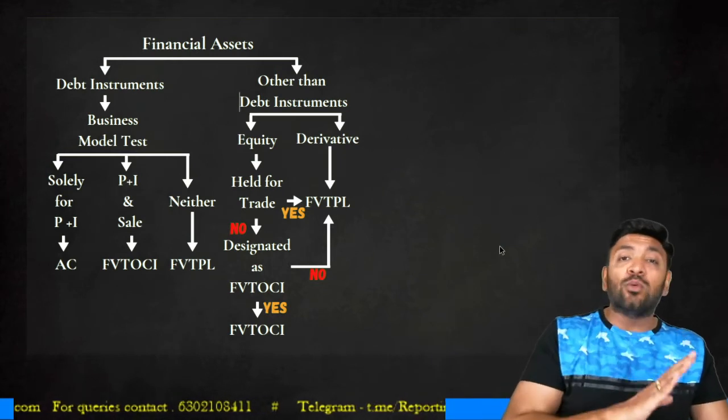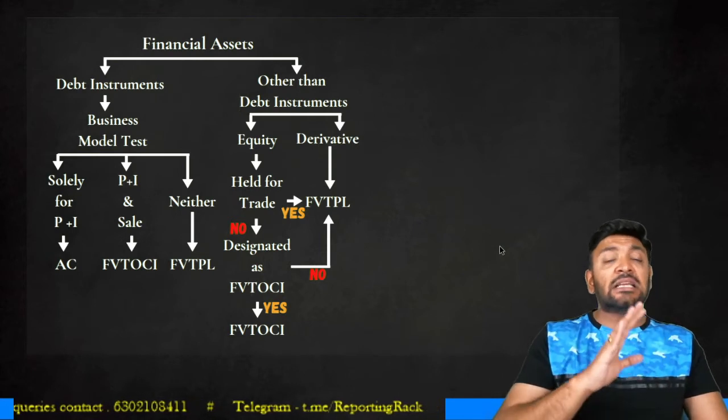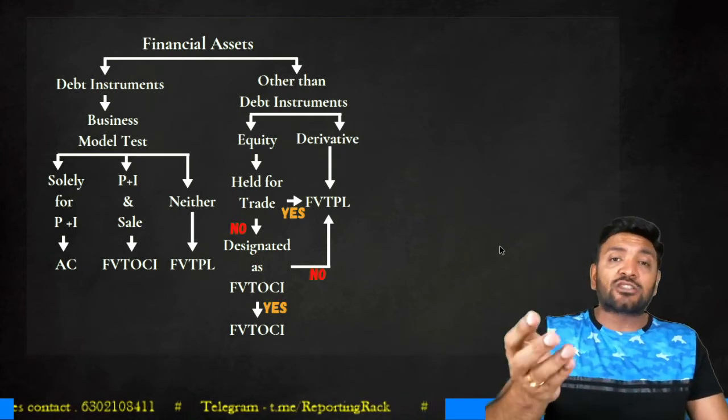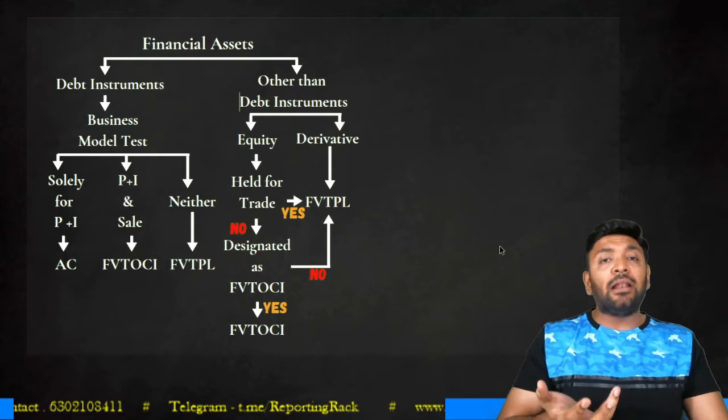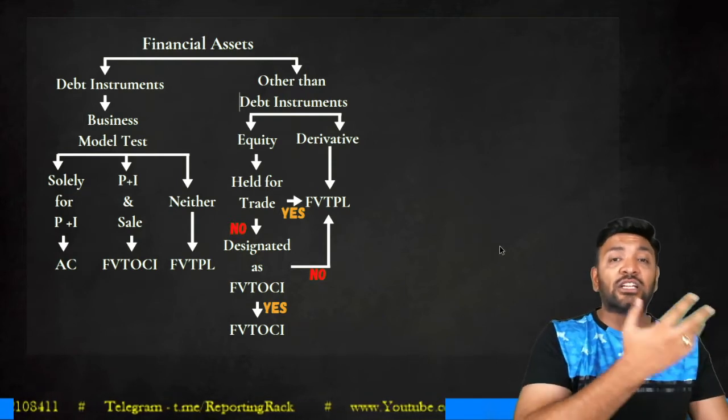But if it is an equity instrument, that means it is not deriving cash flows in the form of principal and interest. It signifies equity interest of another enterprise. For example, it is an investment in shares of Infosys. It is an investment in shares of Reliance.